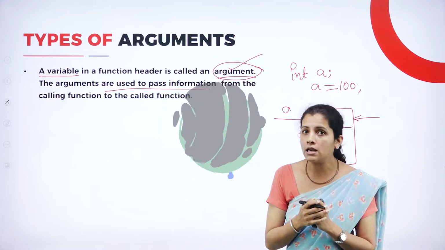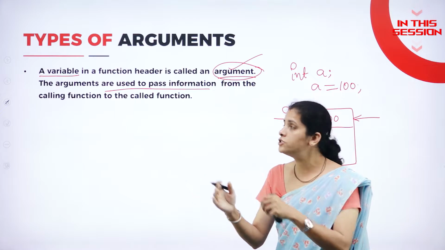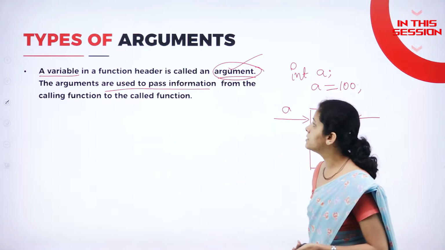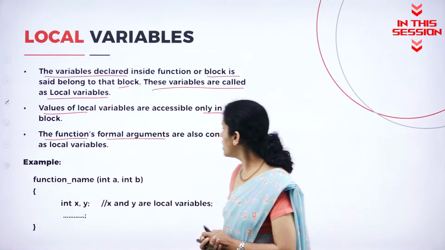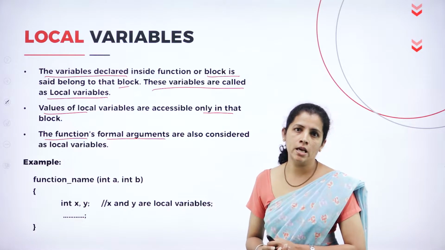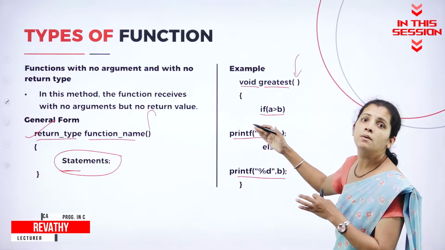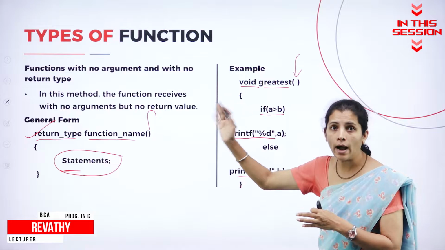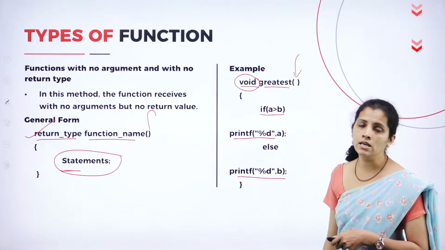If I want to pass the information from calling function to called function, in that time I'm going to use variables. The function's formal arguments are also considered as local variables. I'm going to print the value within this block itself. That means I'm not going to return the value. For that reason, my return type here is void.